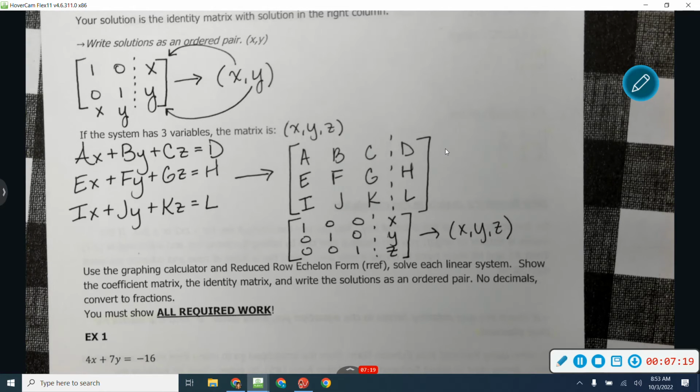So you're literally taking just the numbers from the first equation, putting them in the first row. Numbers in the second equation, putting them in the second row, and etc. Okay? You have questions on that?